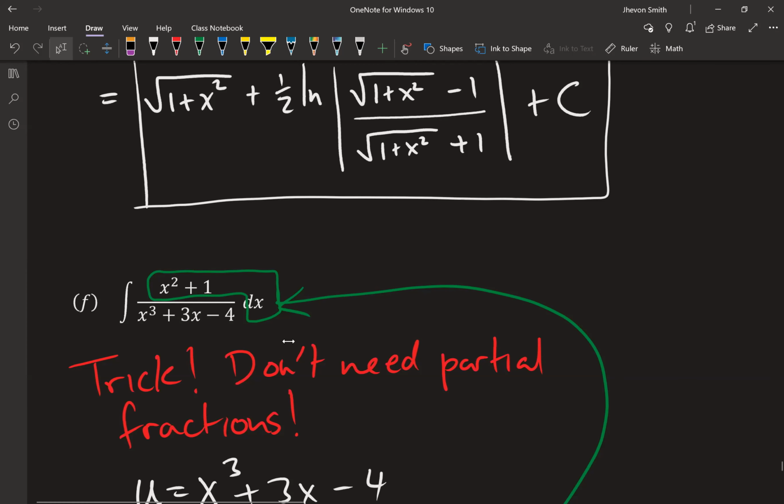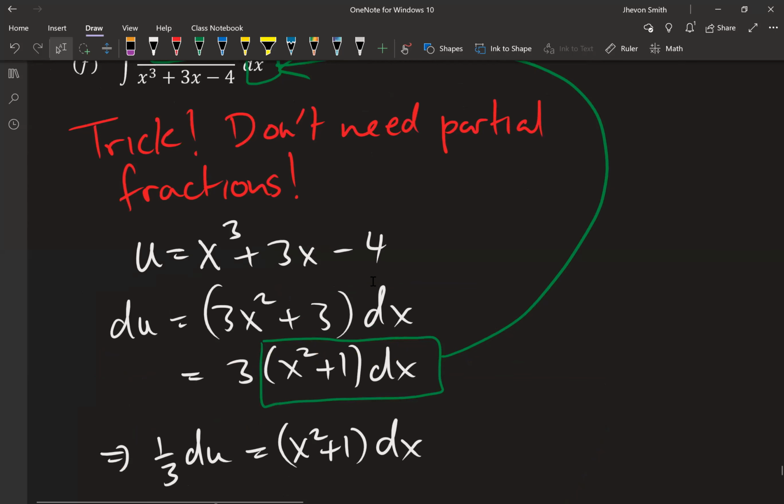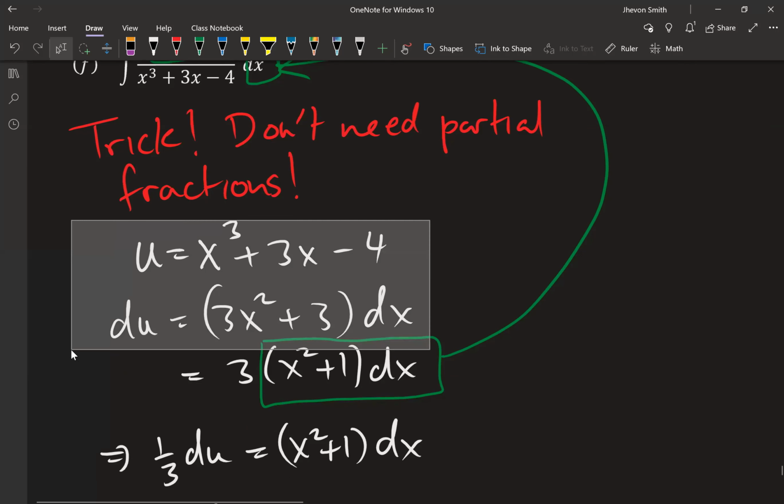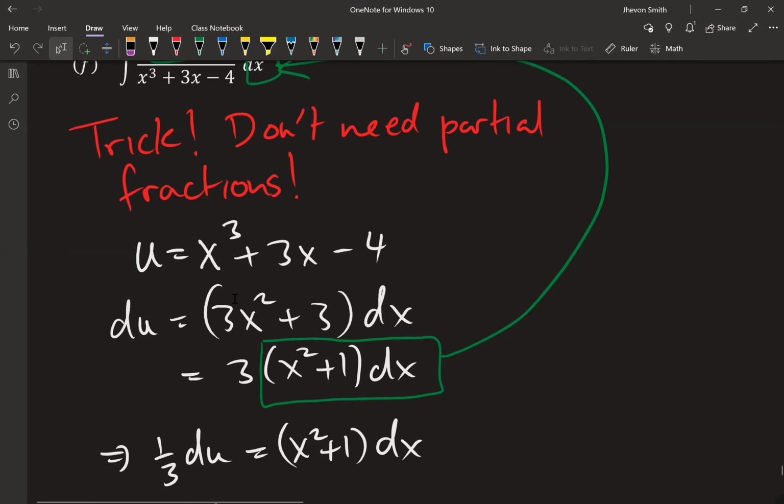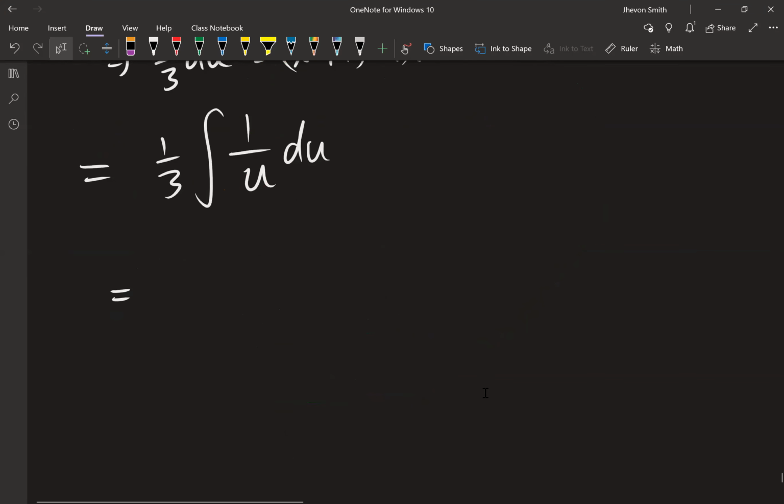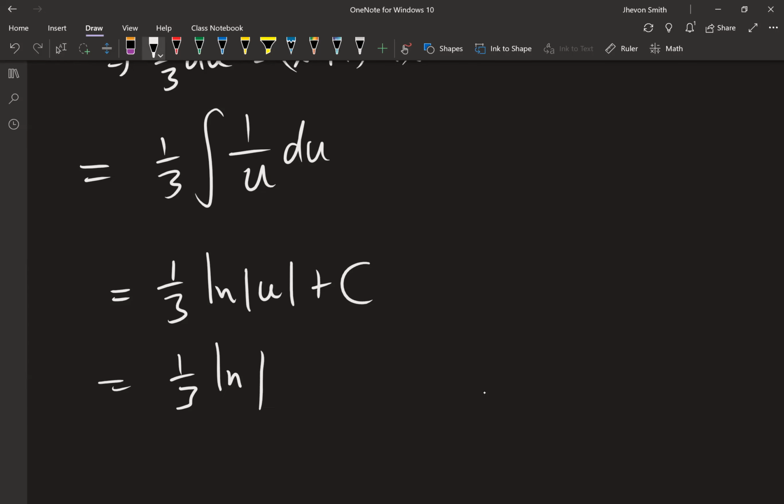Now, if you had thought about that, within a few seconds you would have seen that a u sub is actually going to work out here. You just have to notice that you have to factor out the 3, which is a whole other thing. But you can see here that it actually works out to be a u sub by just going through the steps. And so in this case, we have 1/3 ln of x cubed plus 3x minus 4.